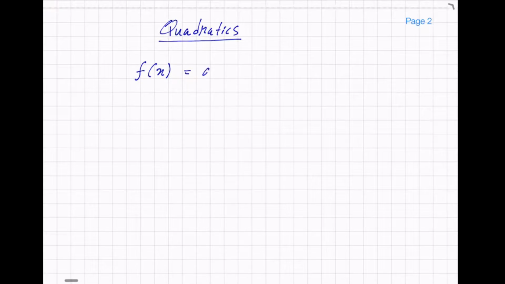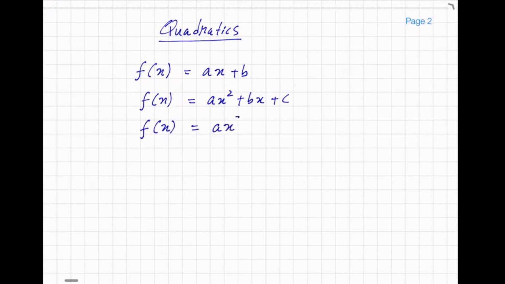f(x) = ax + b. f(x) = ax squared + bx + c. f(x) = ax to the power 3 + bx to the power 2 + cx + d. So we can have functions like this. Yeah, so these are examples. I'm not teaching anything yet.